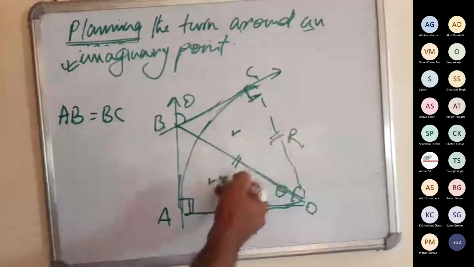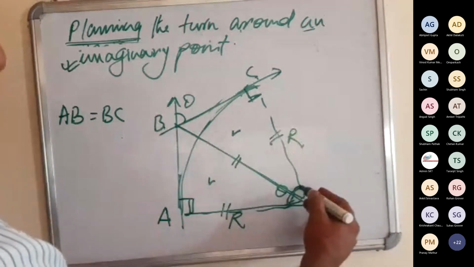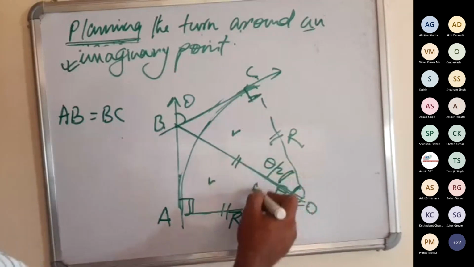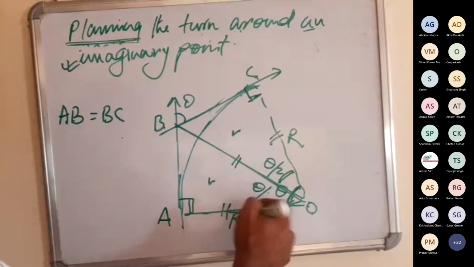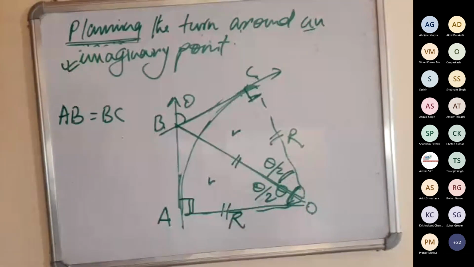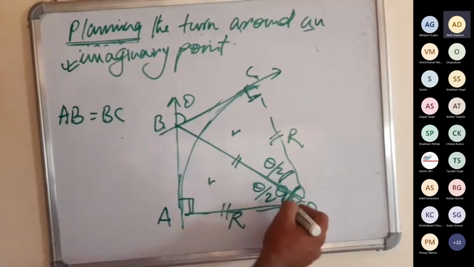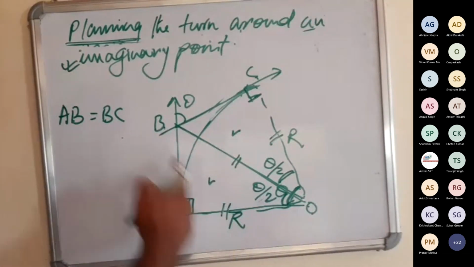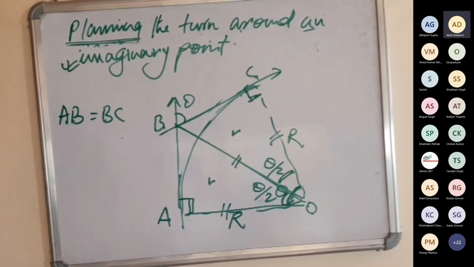Now if these two are congruent and the total angle was theta, this angle must be theta by 2 and this also must be theta by 2. So we have the angle theta by 2 in the right angle triangle. The base is R, so AB by R can be found. Sin theta by 2 equals AB by R. So what will AB be? Sin theta by 2R.